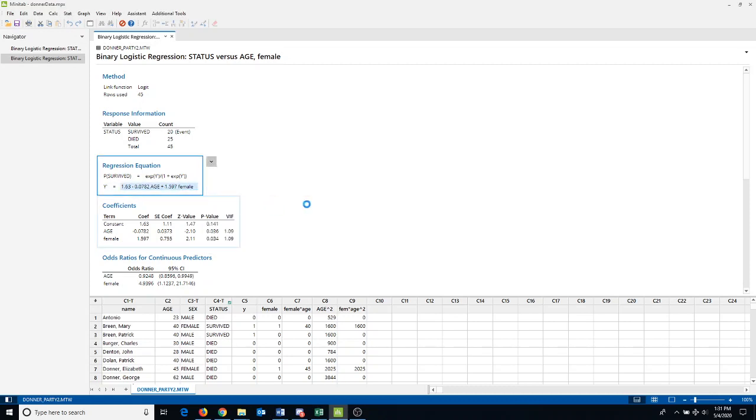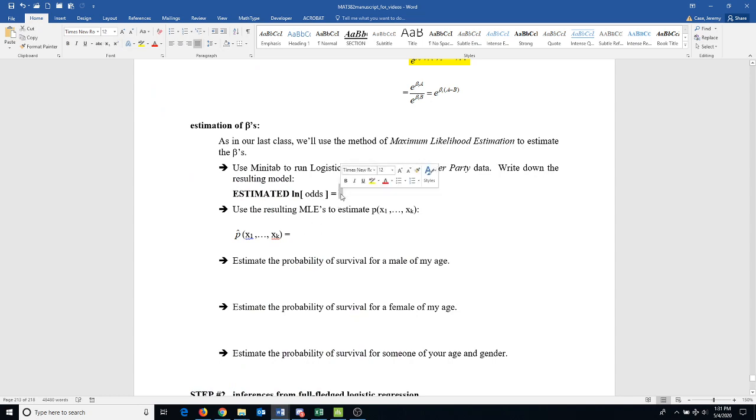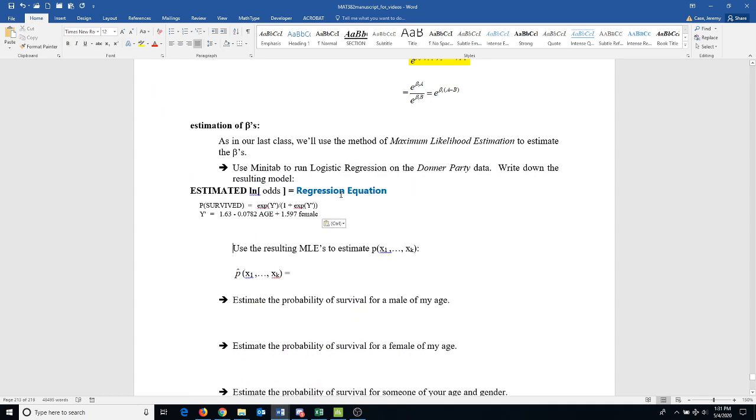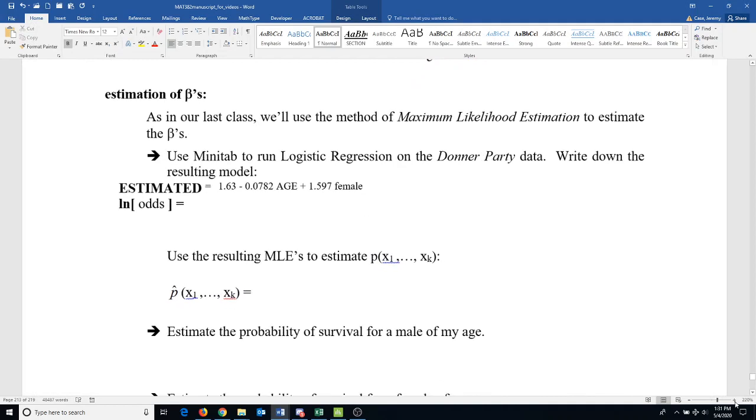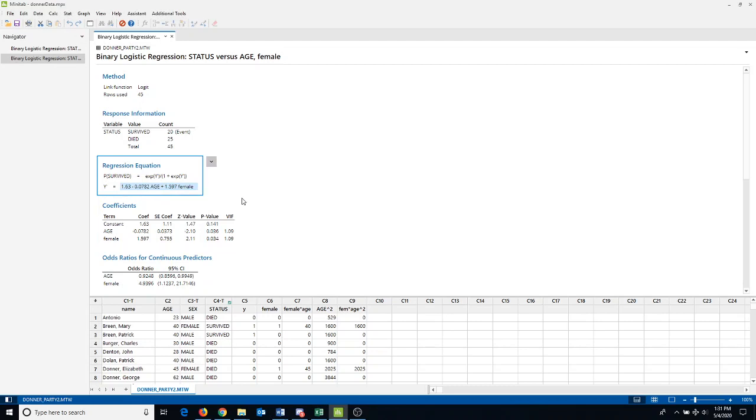I'm going to copy that and put that as my natural log of the odds. It didn't give me too much, but my natural log of the odds function is 1.063, negative 0.0782 times age, plus 1.597 times female. So that's the linear model that I would get. But then I would go ahead and estimate what my probability would be. And the probability would turn out to be the exponential of this curve.